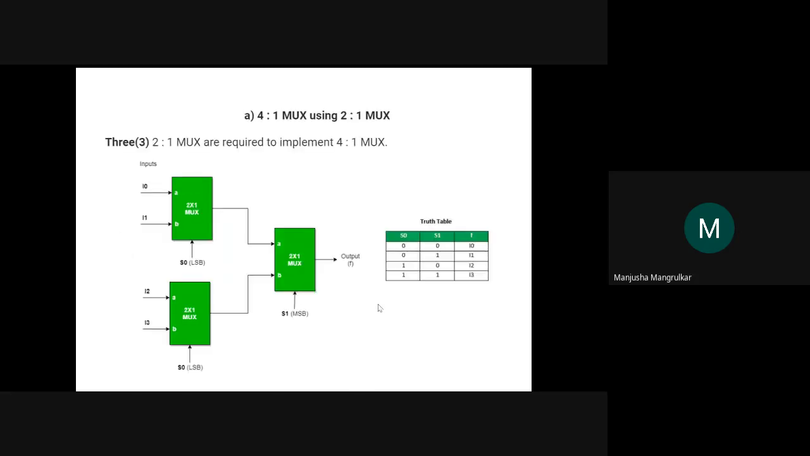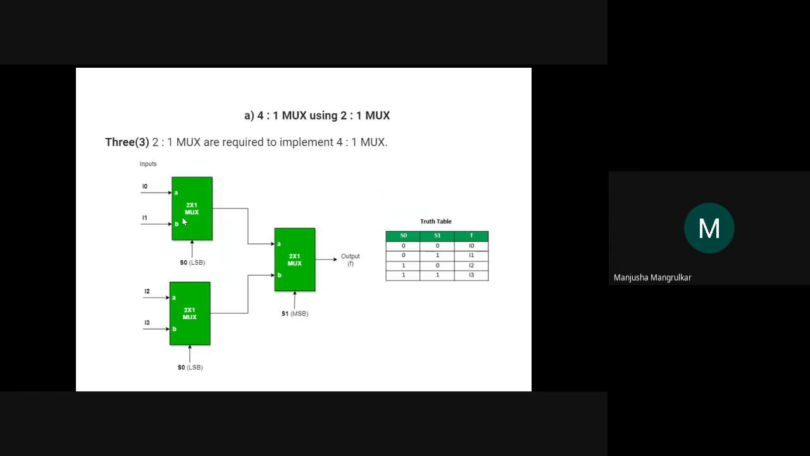Now here is one more example. A 4 is to 1 mux means 4 input signals and 1 output signal, and it can be designed by using 2 is to 1 muxes. These are the selector lines. So it requires 3 muxes of 2 is to 1 mux.